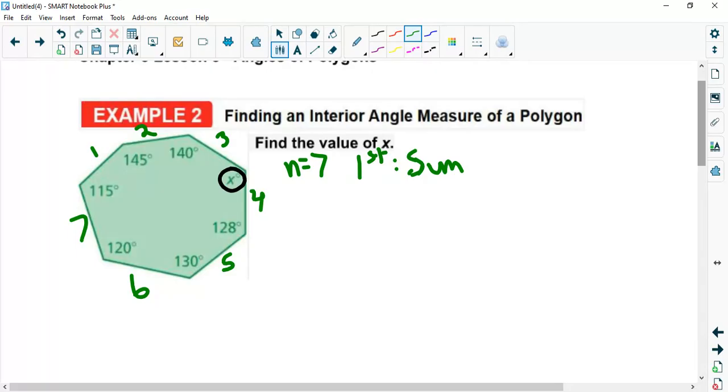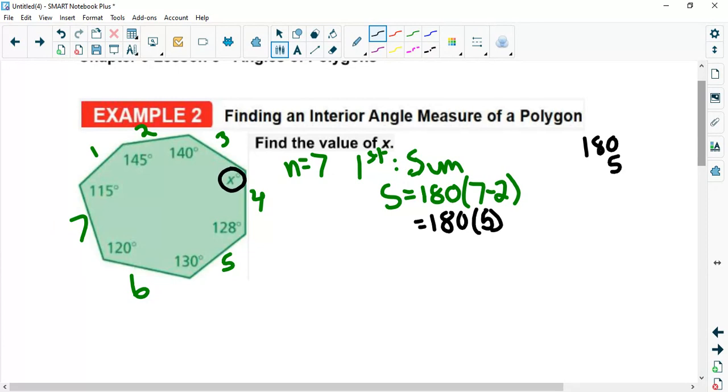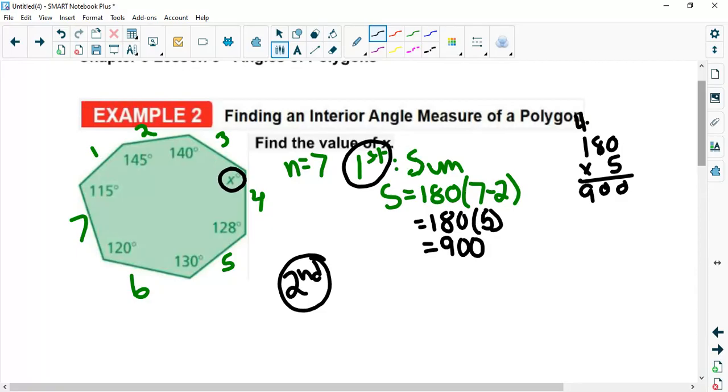So we'll use the equation that the sum is equal to 180 times 7 minus 2. Simplify, it becomes 180 times 5. We find 900. And now we can go on to the second step. The second step is now how do we use this to find the single angle inside? We could make an equation. We could add up all the angles on the inside.